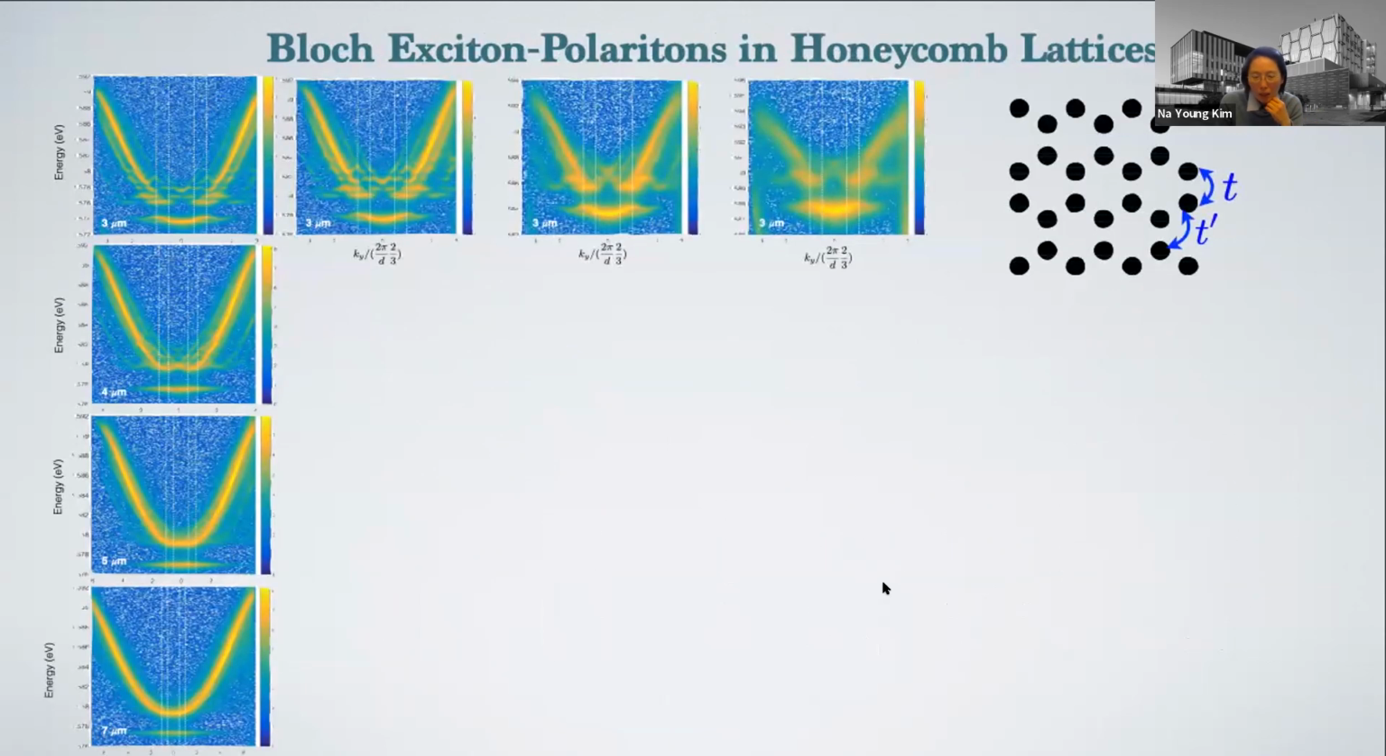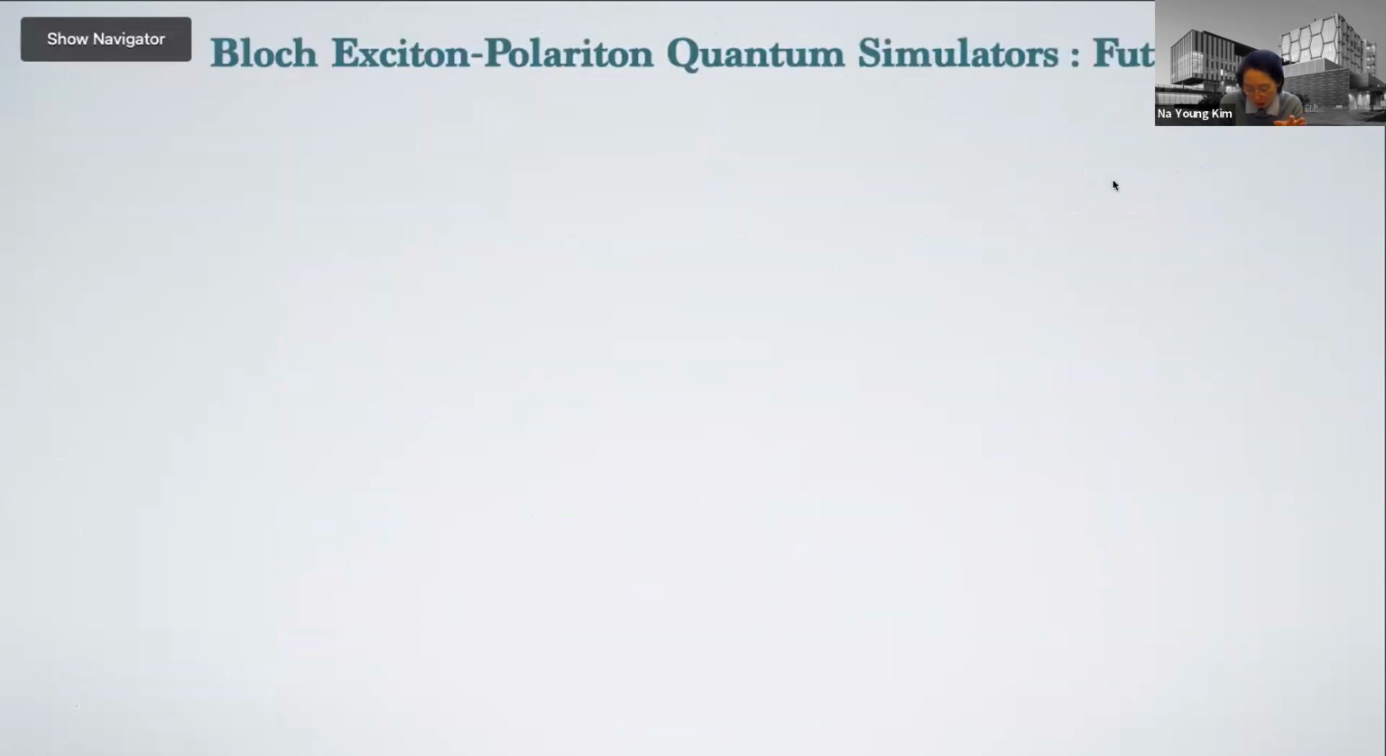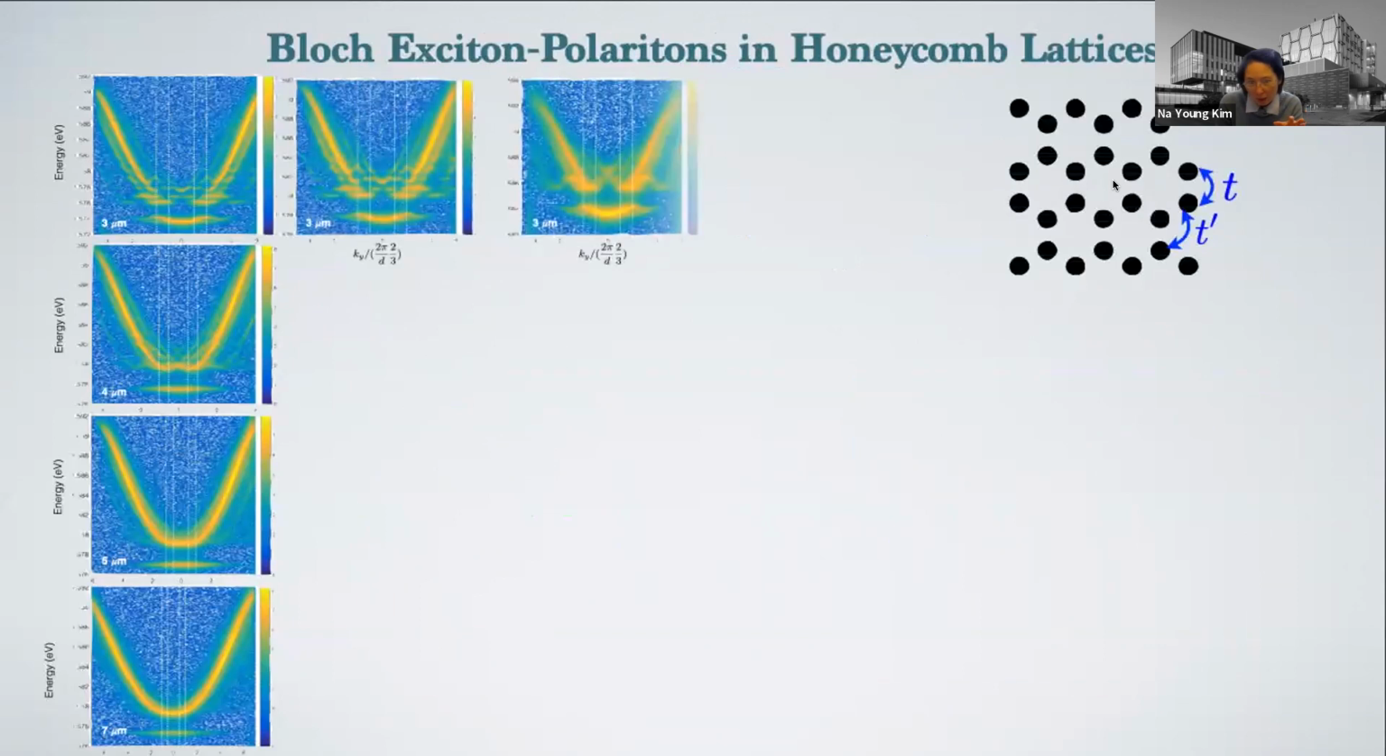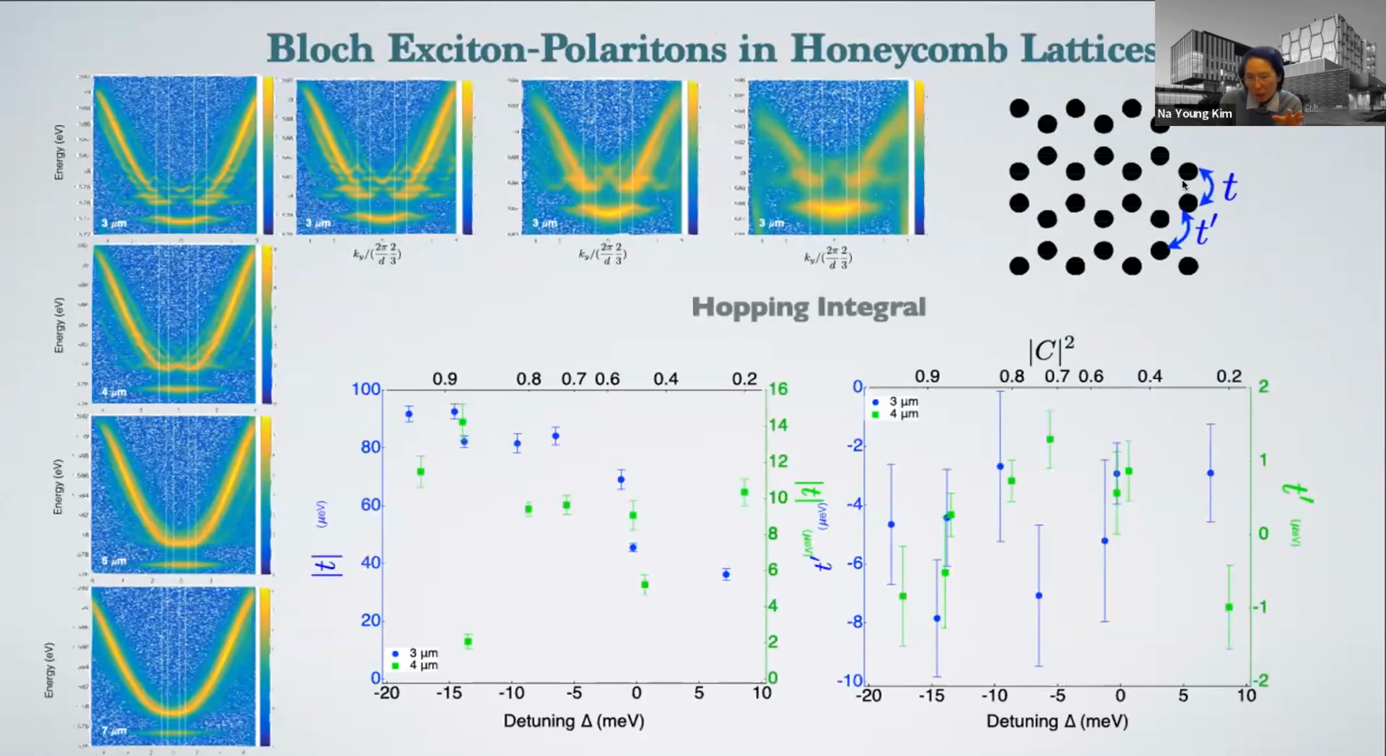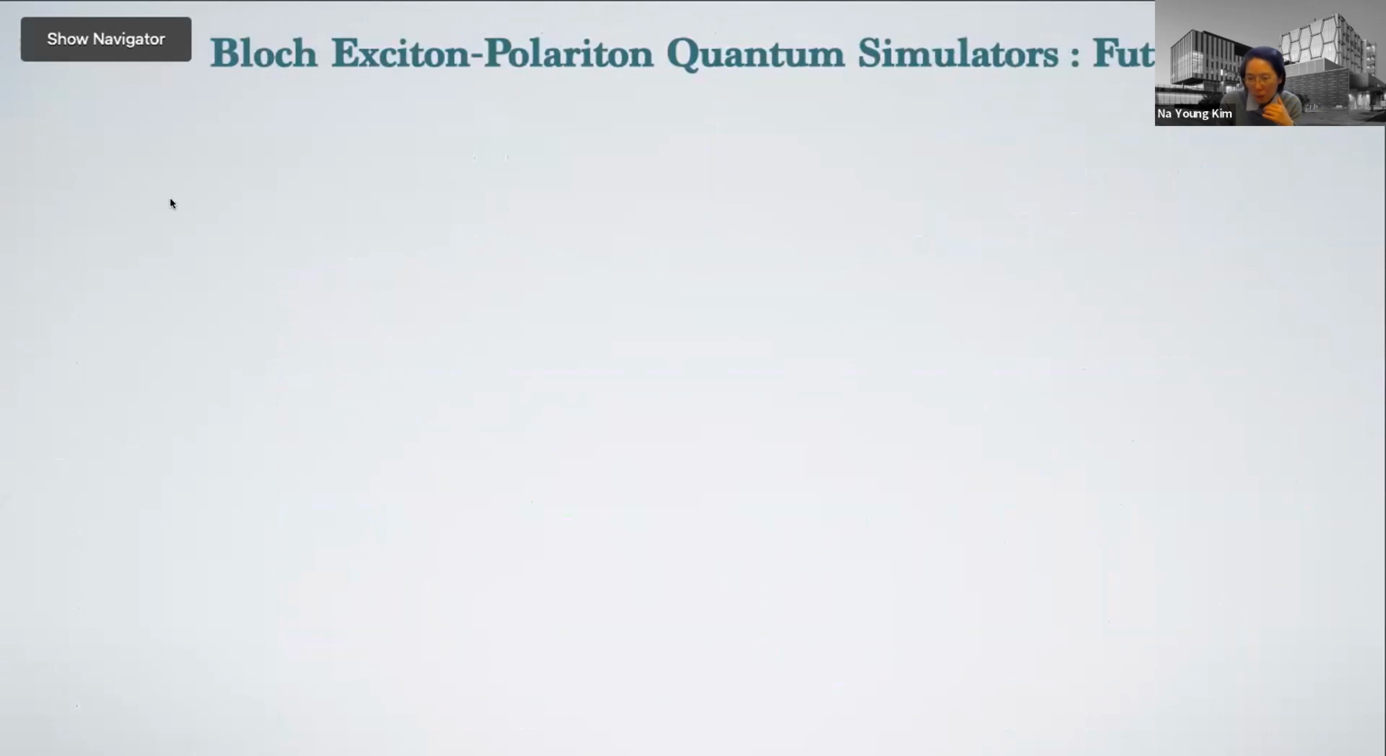So the last case is that, from this, what we want to do is quantify the so-called hopping integral between the sites, the nearest neighbor and next nearest neighbor. By studying the dispersions, we can quantify that. So this is the last slide. I'd like to end with our perspectives on exciton polariton quantum simulators in the field of cavity QED.